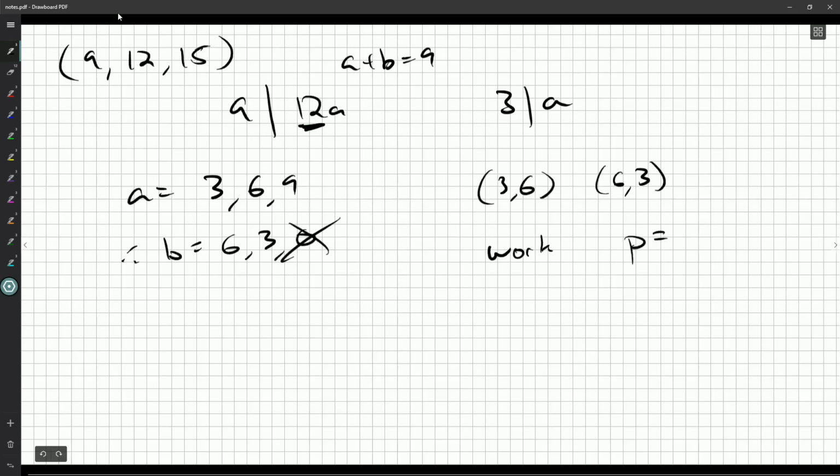So these work, and then what's our p-value? P would be equal to, so 12 times 3, so p would be 4 or 8. And then the x value would be 15. Okay, those seem reasonable. Let's try another triple.